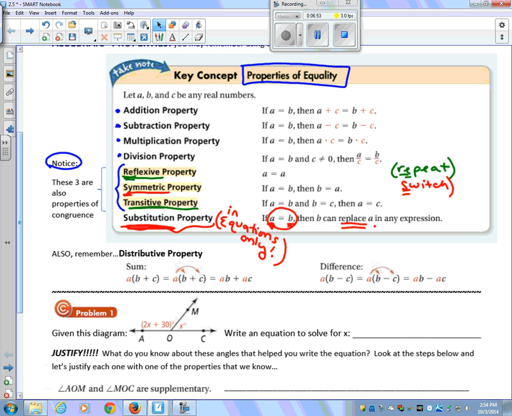Remember the distributive property? When you have a number or a variable right outside a set of parentheses, where inside the parentheses there's either an addition going on or a subtraction going on, we have to remember to distribute that number from outside the parenthesis all the way through. Multiply everything inside by that number on the outside. So A times parentheses B plus C becomes AB plus AC. And then the same thing for difference, AB minus AC.